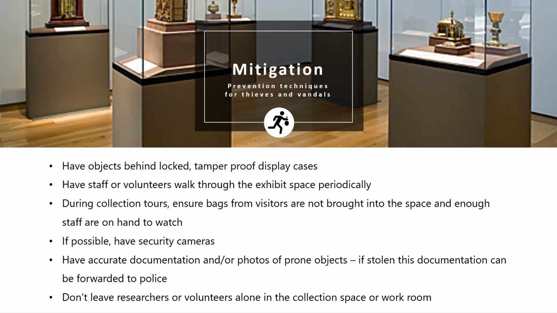if possible, have security cameras or even those fake ones, that helps a lot. And having accurate documentation and photos of prone objects will help, especially if it is stolen or misplaced. If it is stolen, having a picture and accurate description helps a lot with a police investigation, or if you're able to post it on social media, because it's really hard to describe an object from the top of your head unless you just have a picture.